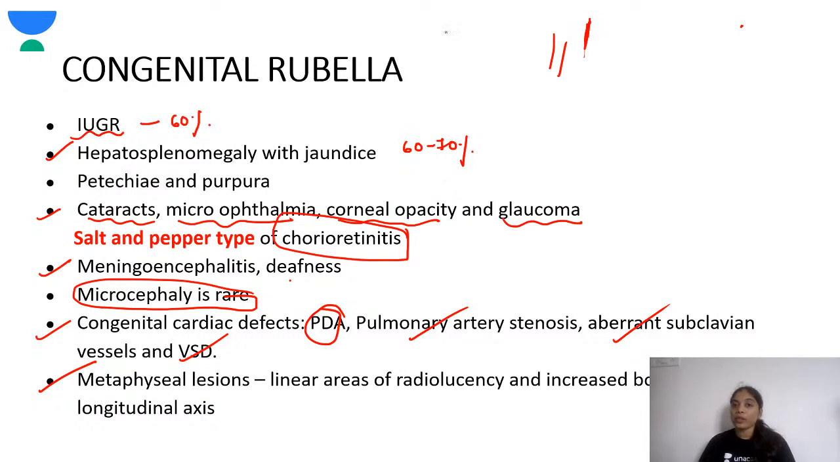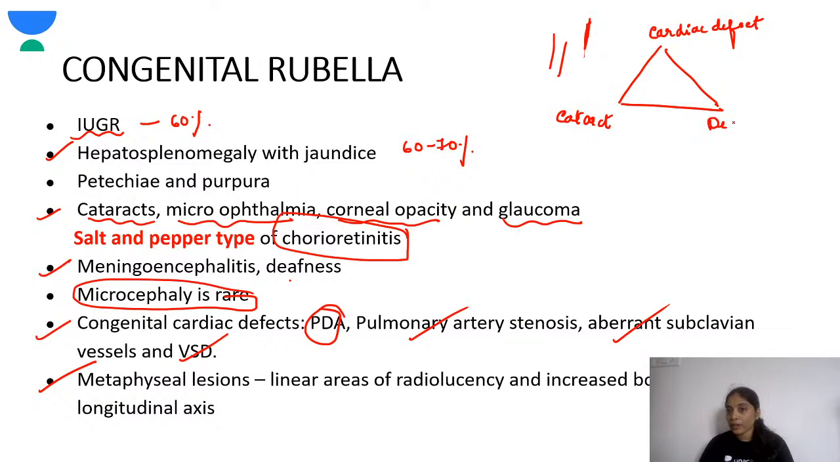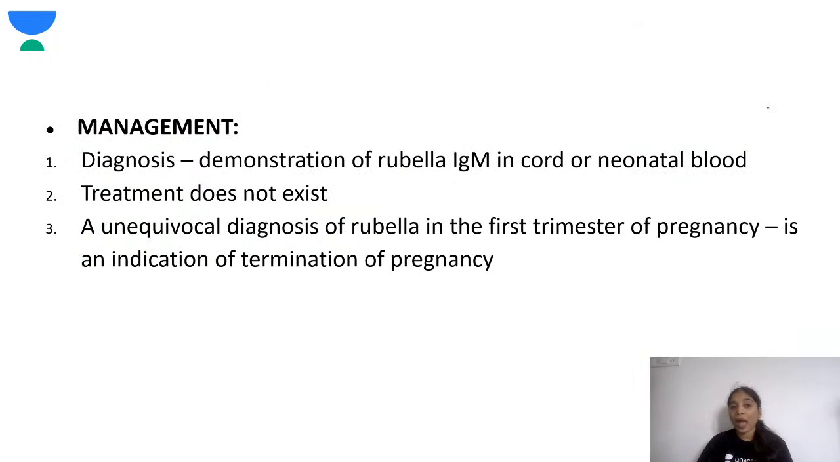Another important thing, you should know the triad of congenital rubella. One is cardiac defects, next is cataract, and finally deafness. So this is the triad of a child with congenital rubella. If the child has cataract, deafness, and a cardiac defect, you should think about congenital rubella. Now how do you diagnose this child?